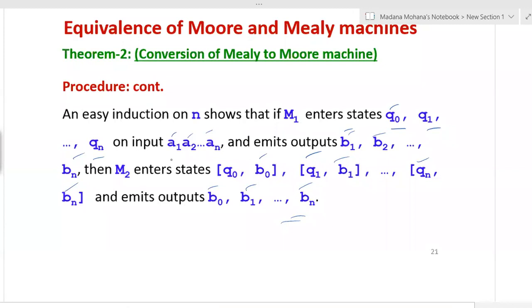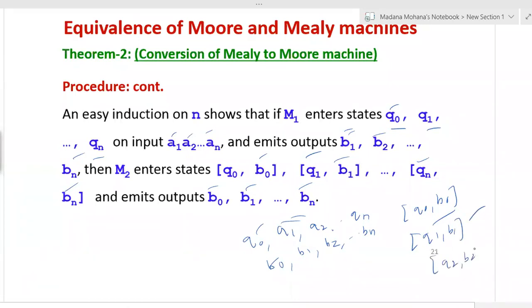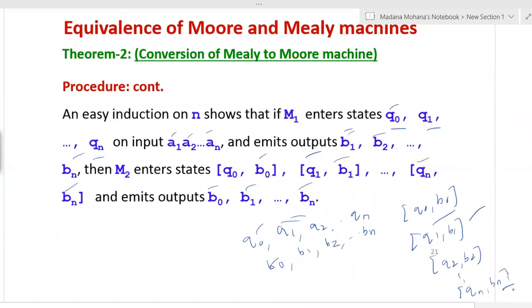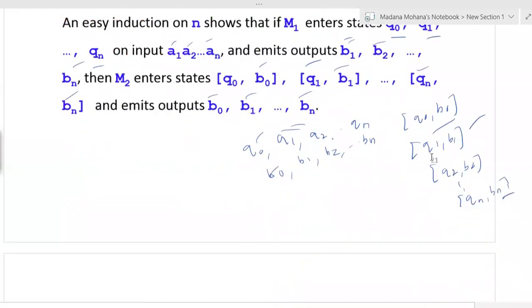So that means you can take the combinations. So we have the state combinations q1, q2 and so on qn. Then we have the outputs, so b0, b1, b2 and so on bn. Then the state pairs we need to consider like this. First state followed by first output, that is q0, b0, is one pair. Then the second one, q1, b1, is the second pair. Then q2, b2 is the third pair, and so on, qn, bn. So here states we will take in this combination. So that is the conversion, Mealy to Moore machine.